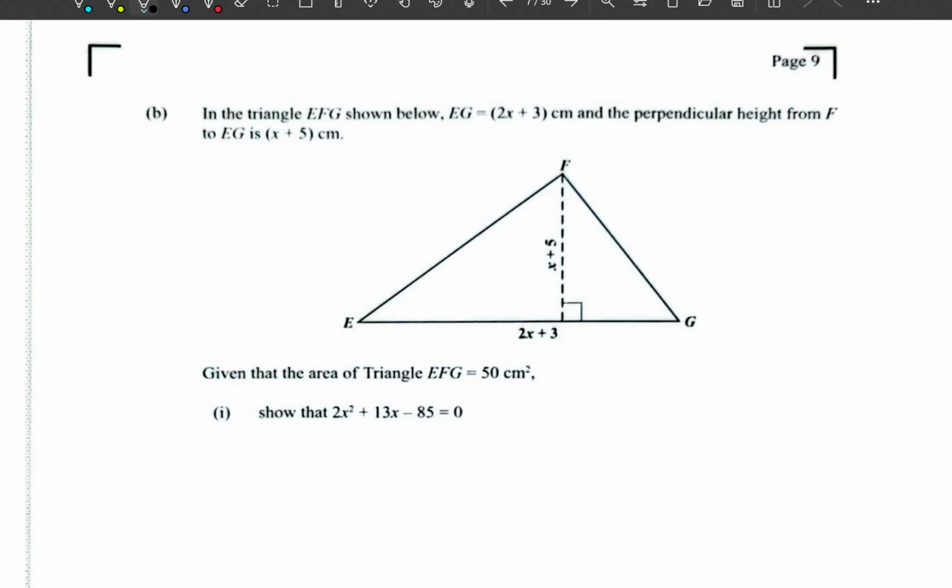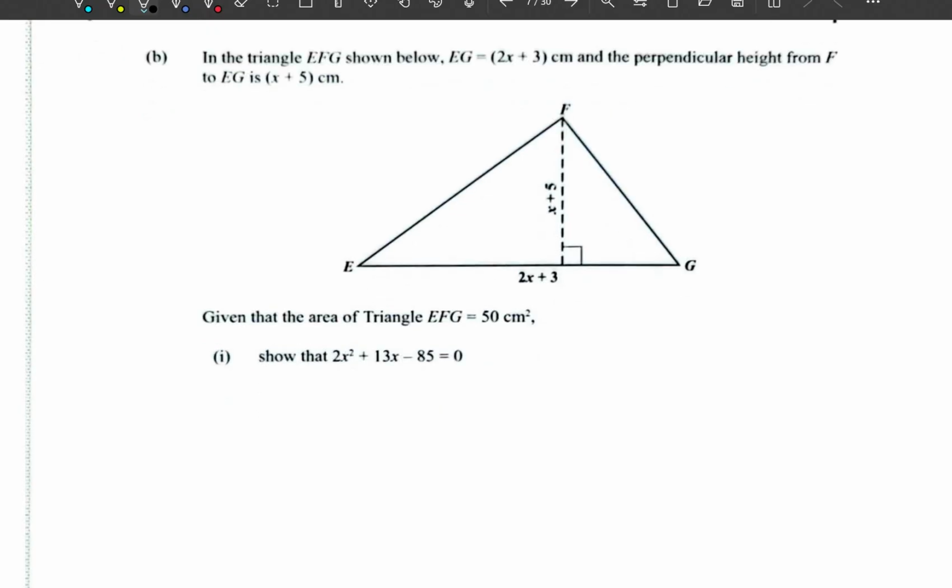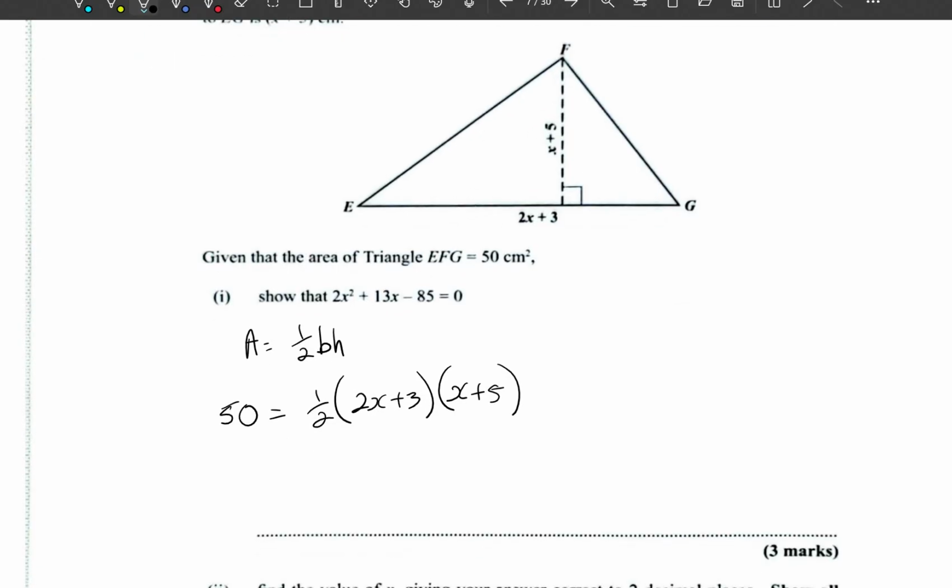So we need to find the area of the triangle in terms of the given variables. The area of a triangle is going to be a half base by height. So that's going to be a half. What's the base? That's 2x plus 3 multiplied by the height, the perpendicular height, which is x plus 5. And we know that the area is going to be equal to 50 cm squared. So let's set this equal to 50. Let's then expand and simplify.